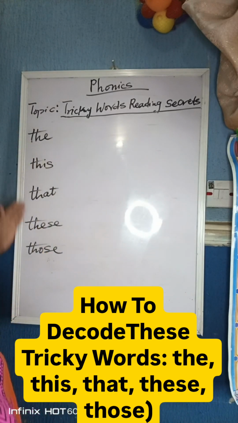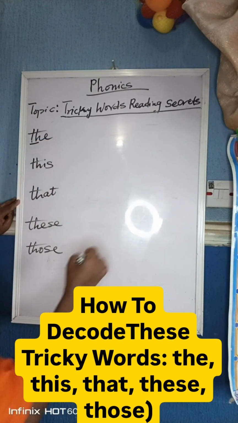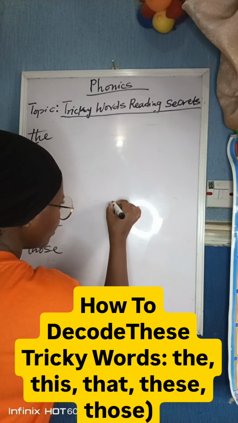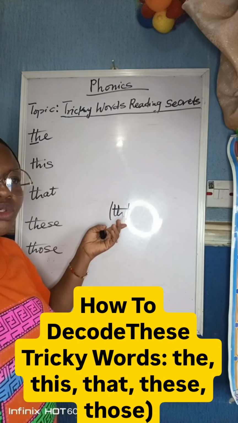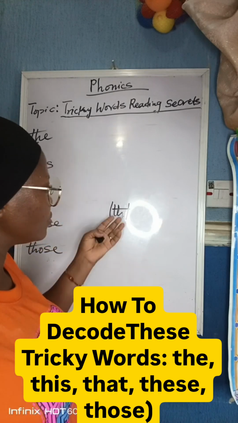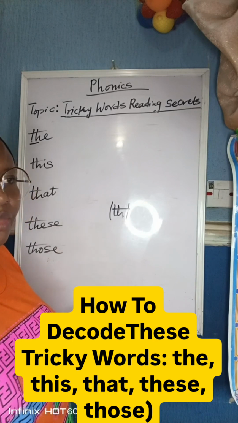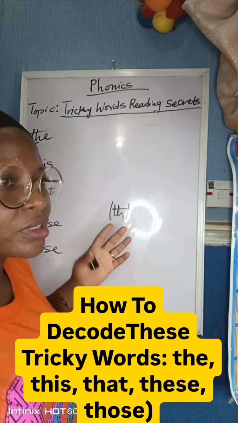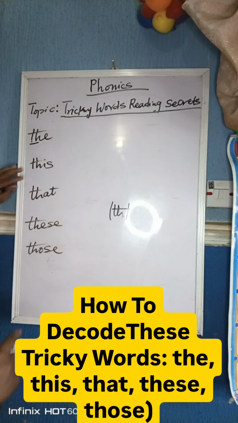If you look closely at these words, you will notice that each of them starts with the digraph TH we are already familiar with. This digraph makes two sounds, the voiced sound /ð/ and the voiceless sound /θ/. In these words, this digraph is making the voiced sound. So let's look at the words one after the other.